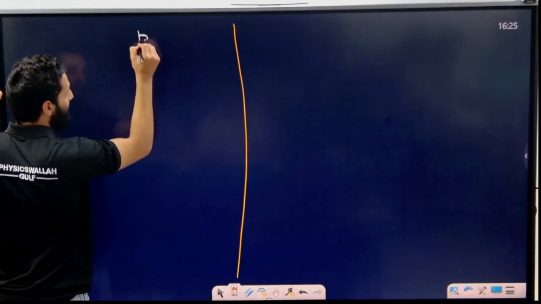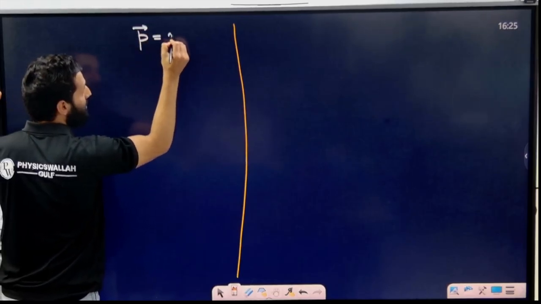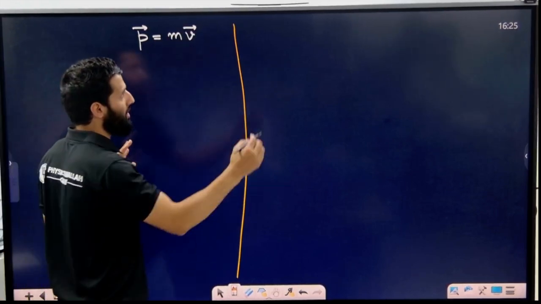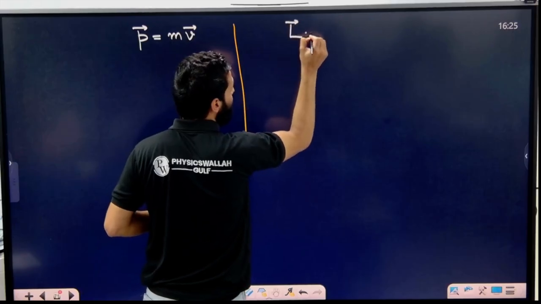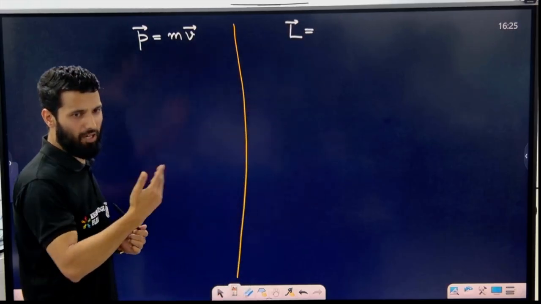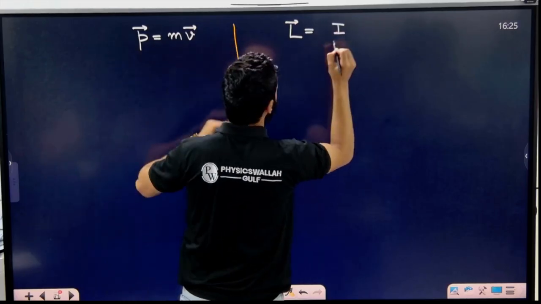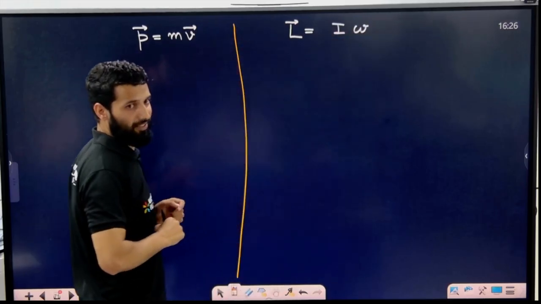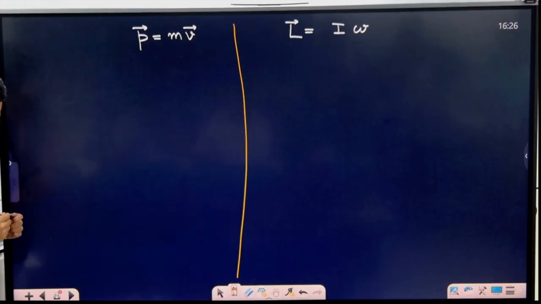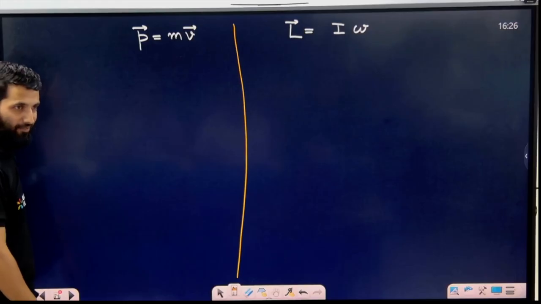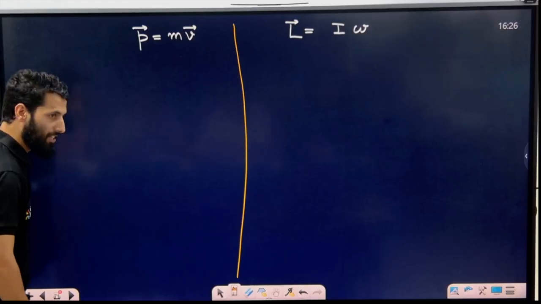Now next, linear momentum. What is it equal to? Mass into linear velocity. Angular momentum, how do I show it? L. Either it's r cross p, or I can write it as I into omega. Clear? Then next, after this, kinetic energy.